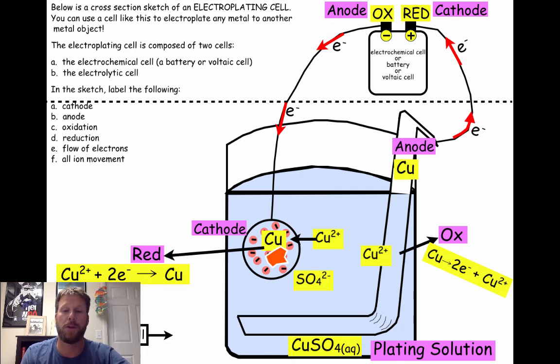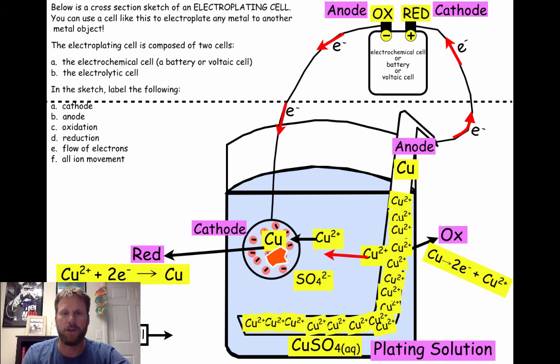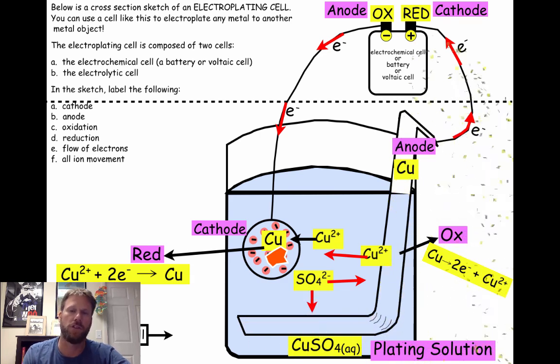So we can finish this up here by drawing the flow of ions. Copper ions are positively charged. They're going to be attracted to the cathode. Cations to the cathode. The sulfate ions are negatively charged. They will be attracted to the anode because the anode has a buildup of positive charge. Remember, anions to the anode. And that is how you draw the electrolytic cell. This shows what's going to happen to your quarter in the lab today.